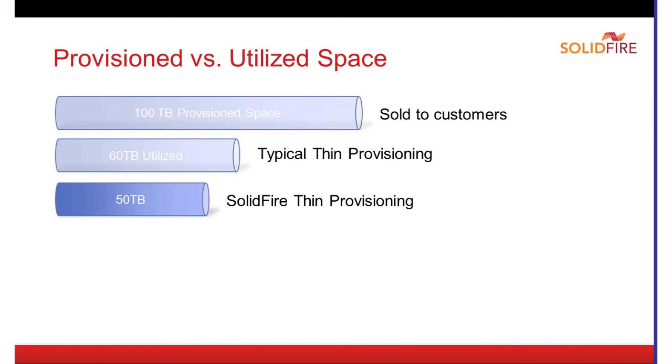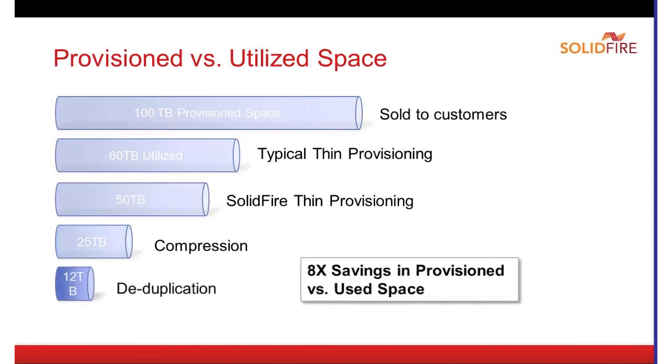So we take that thin provisioned data and we compress it. As Howard mentioned, compression ranges can certainly vary depending on application and data type, but across a wide range of data, 2-to-1 compression is pretty typical. So we take that 50 terabytes or so of data and compress it down to about 25 terabytes of actual data. We then take that compressed data and deduplicate it.